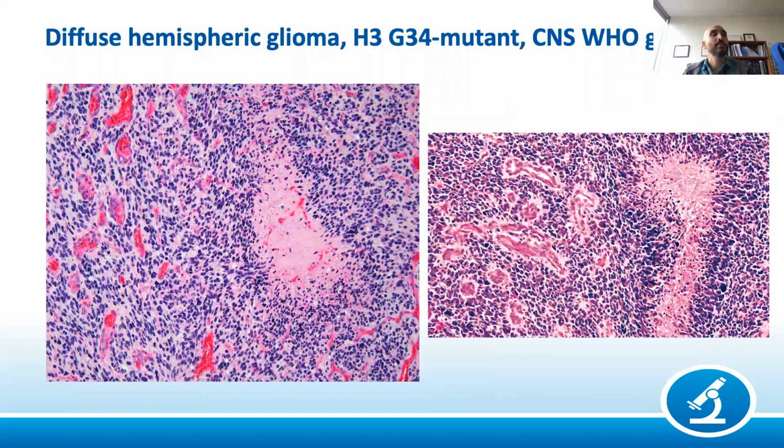All right, let's move on and talk about diffuse hemispheric glioma, H3G34R mutant, CNS WHO grade 4. So this exhibits histopathology characteristic of supratentorial high-grade gliomas like IDH-wildtype GBM. It can be enriched, however, in this small cell architecture, which is reminiscent of PNET. These are a couple of different examples of that. So it's something to keep in mind.